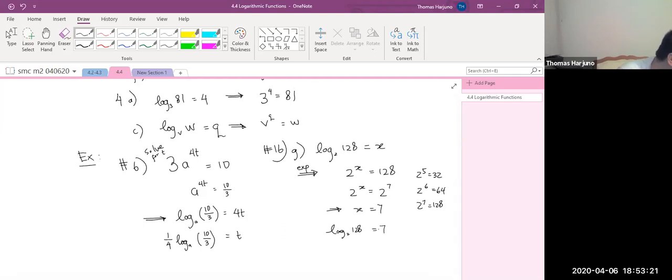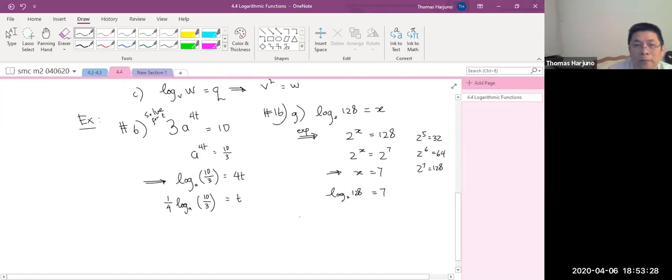Now, how about part E? I kind of stepped back a little bit. How about part E? 5 to the power of log base 5 of 4 equals what? Now, let's call this x for now.